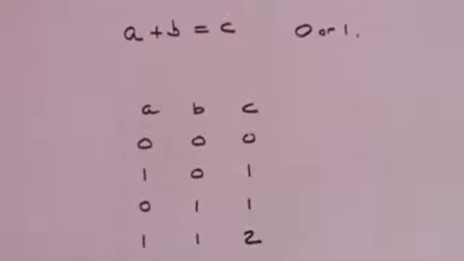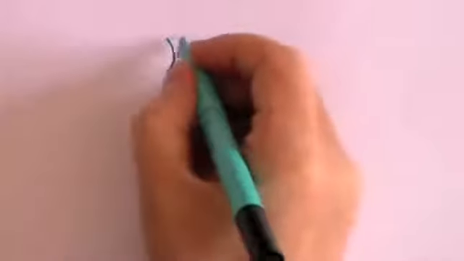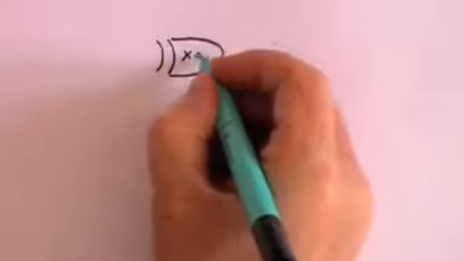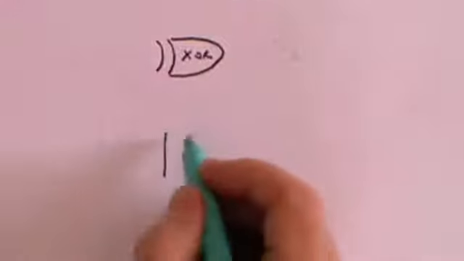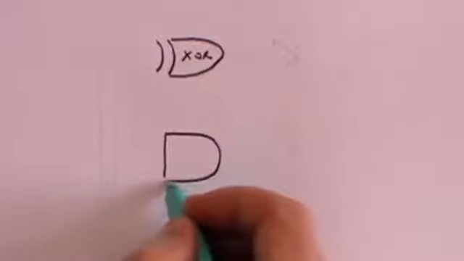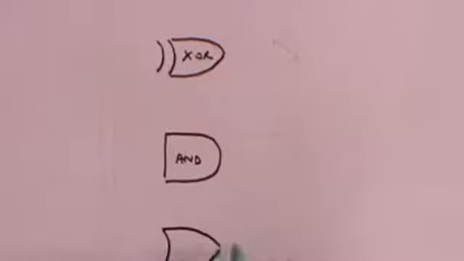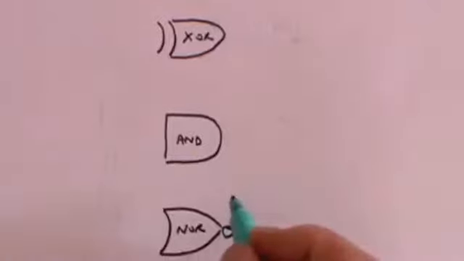And we're going to use logic gates to do it. So here is the device that we're going to build. We're going to have an XOR gate here. We're going to have an AND gate here. And we're going to have a NOR gate here. Let's just move that up so you can see it.